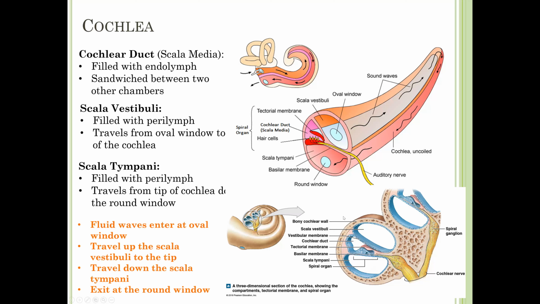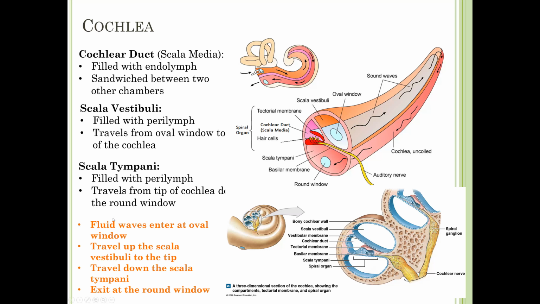And then here's the cross section from your textbook. So when you're looking at the cross section, we see the cochlear duct here in the middle. That's why it's called the scala media. Media means middle. Above it would be the scala vestibuli, and below it would be the scala tympani. And then we're going to talk about this special area here in just a second, because this is where the hair cells are located.